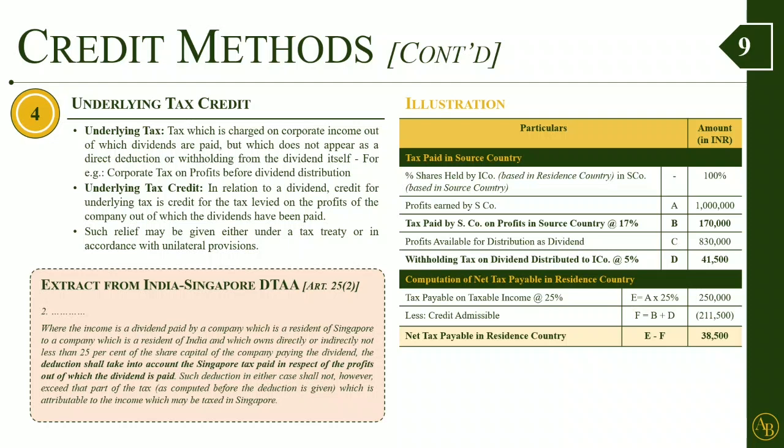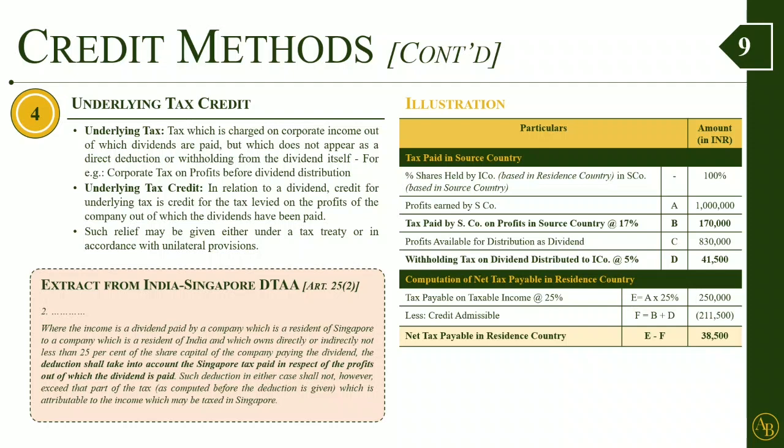So how will the tax be payable in the resident country? Tax is payable on taxable income, and we presume there is a 25% tax rate in the resident country. Accordingly, on 10 lakh income, the tax shall be payable at 25%, which will be 2,50,000, and the credit which will be admissible is the underlying tax paid in the source country plus the withholding tax paid on the dividend income, which comes to 2,11,500 rupees. Accordingly, the net tax payable in the residence country would be 38,500. So under this entire thing, the taxpayer gets a credit, apart from the withholding tax on dividend, for the tax paid in the source country. So this is how the underlying tax credit method works.